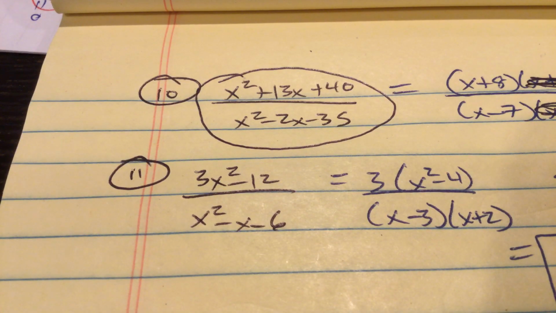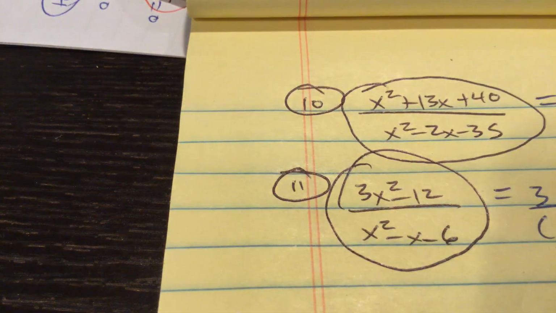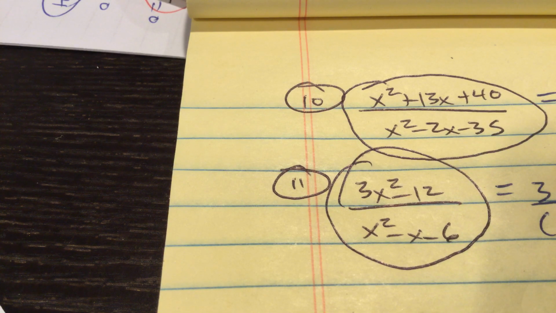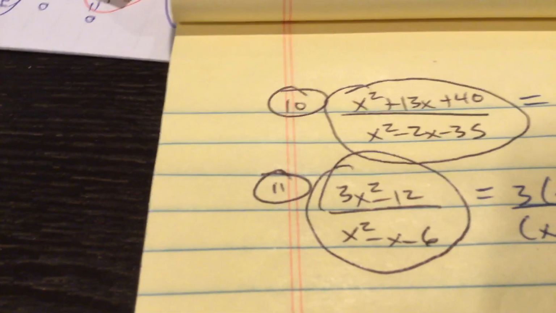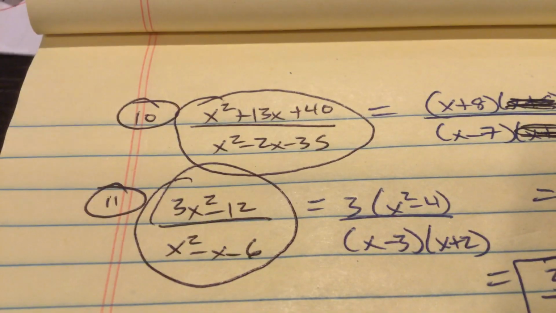Number 11. Number 11 starts with this. Ask yourself, I don't know if you can hear my daughter upstairs. Up top, factor out the 3 that they have in common. And then down below, what multiplies to 6 and differs by 1? x minus 3, x plus 2.